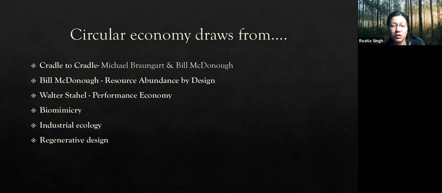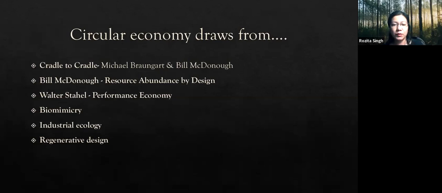Namely, performance economy, abundance, biomimicry. That's also an interesting area that is drawn from it. Industrial ecology, of course. And then also important to mention here is the concept of regenerative design. So in the US, John T. Lyle started developing these ideas on regenerative design that could be applied to almost all systems beyond agriculture, because for agriculture, this concept already had been formulated. And he basically laid down a lot of this foundation for the circular economy framework.